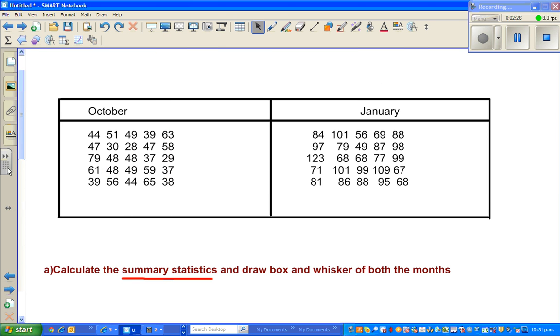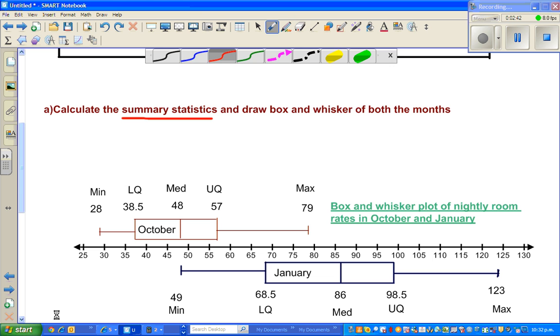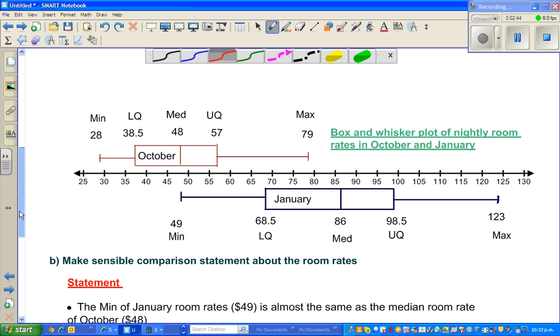Now, what I've done is I've drawn the box and whisker plot for you. I know that the minimum value of both data sets is 28 and the maximum is 123. So now what do I do? I've drawn a scale from 25 to 130, which will include the minimum value of 28 and the maximum value of 123, in steps of 5.